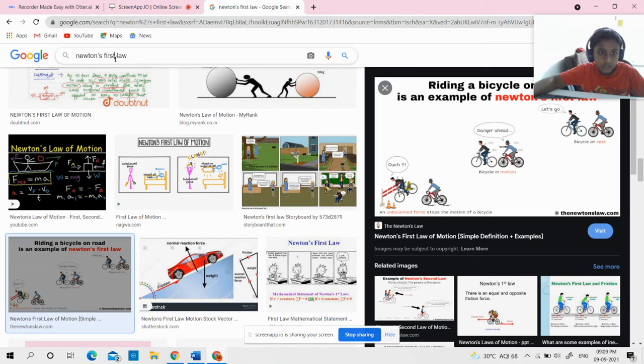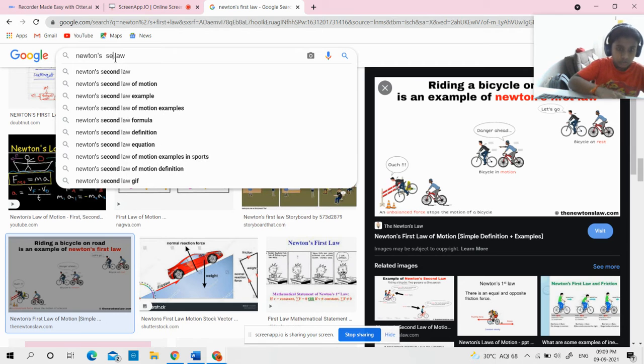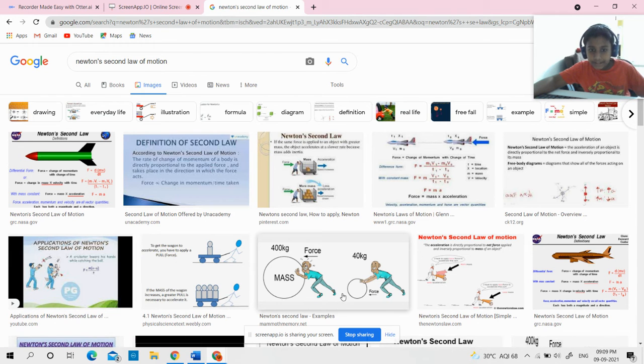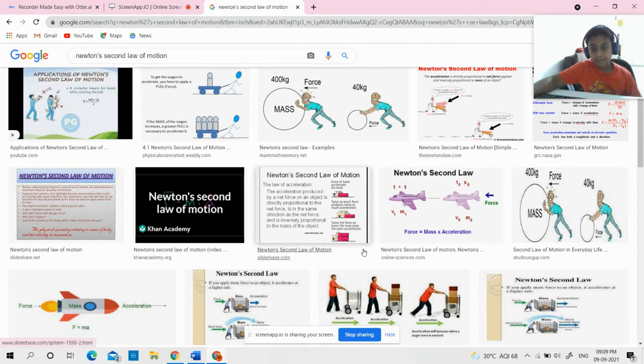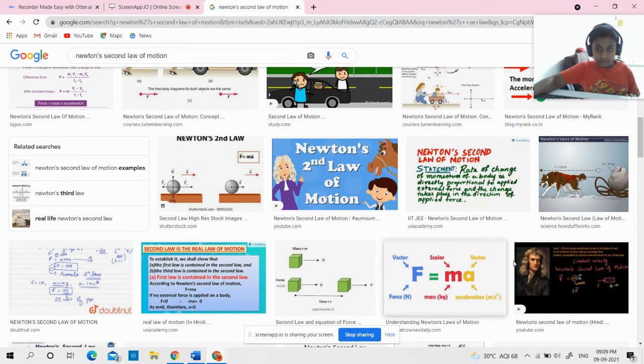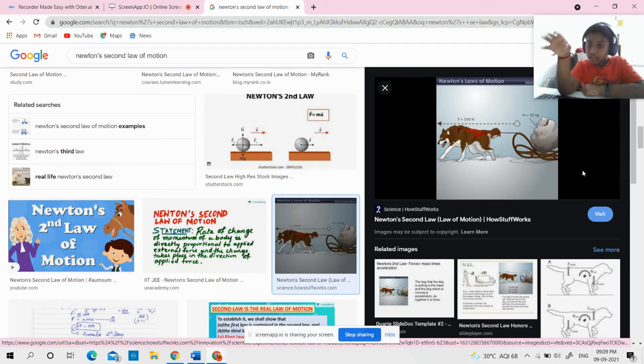Newton's second law. An example is like this, and this. You can take this. That rock is like 50 kg. A single human can't move it. So they're using a heavy weighted animal to move it, so it can move it.